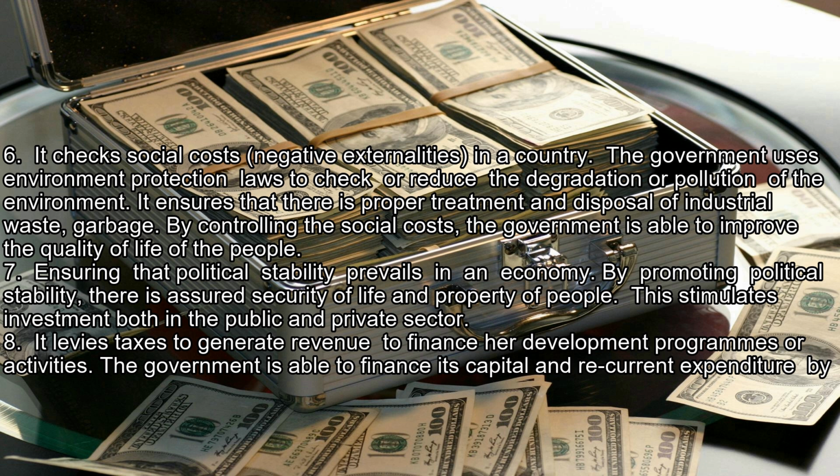6. It checks social cost, negative externalities, in a country. The government uses environment protection laws to check or reduce the degradation or pollution of the environment. It ensures that there is proper treatment and disposal of industrial waste and garbage. By controlling the social costs, the government is able to improve the quality of life of the people.